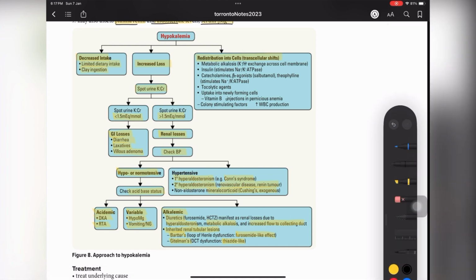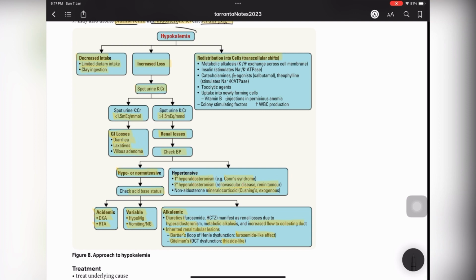Okay, so now we're going to revise this once again. Hypokalemia, it could be decreased intake, increased loss, or the transcellular shift. If there is decreased intake, we know that the patient has limited intake of potassium, or there is clay ingestion. Okay, and then increased loss, we need to check the potassium creatinine ratio. If it's less than 1.5, GI loss. If it's more than 1.5, it's a renal loss.